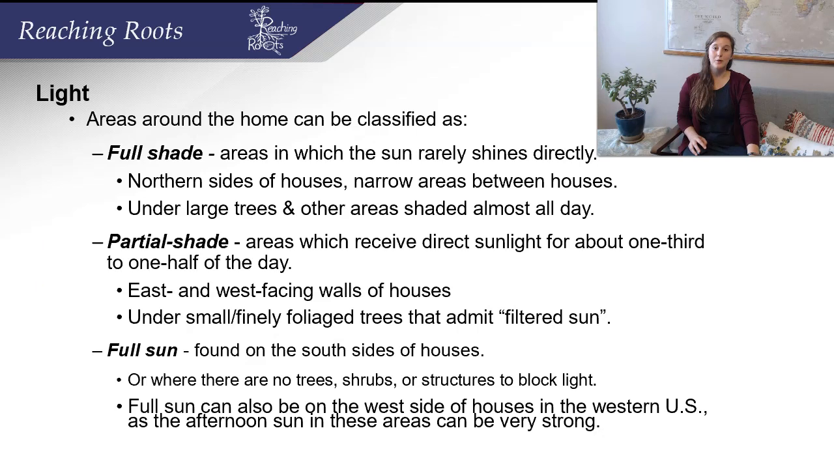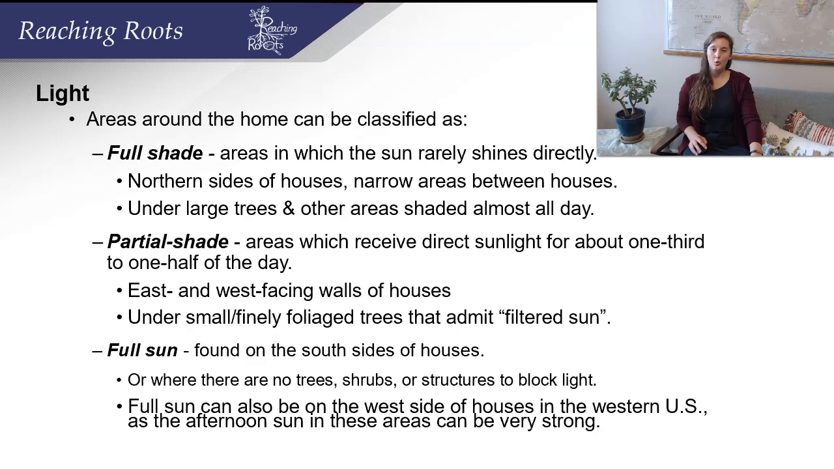If the plant is labeled with partial shade, this could be under a tree with very fine foliage, meaning that there's going to be some light that plant can get throughout the day. If a plant is labeled full sun, this means you should plant it where the plant is going to get direct sunlight almost all day long. This is usually on the south side of a home, but you can find it on other areas, depending on where you live.